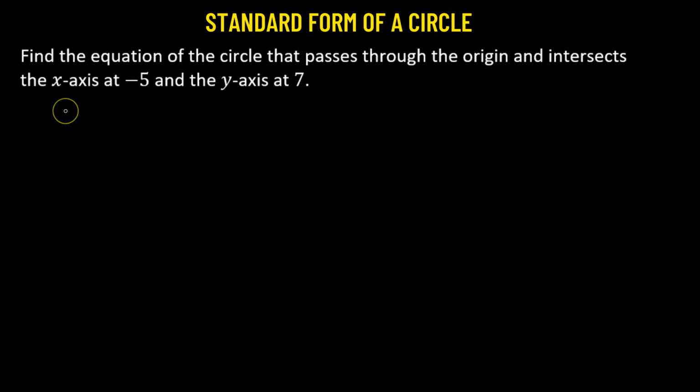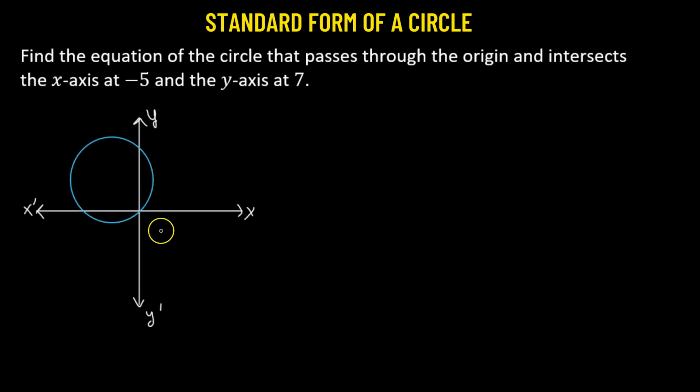In this problem, we need to determine the equation of a circle which passes through the origin and it intersects the x-axis at -5 and the y-axis at +7. Let's try to understand the problem graphically. So what we have here is the Cartesian plane with the x and the y-axis.